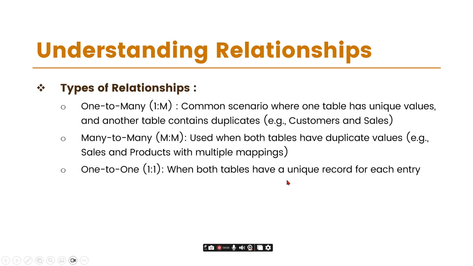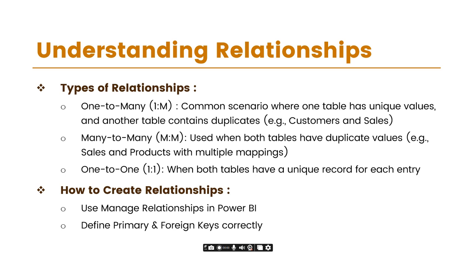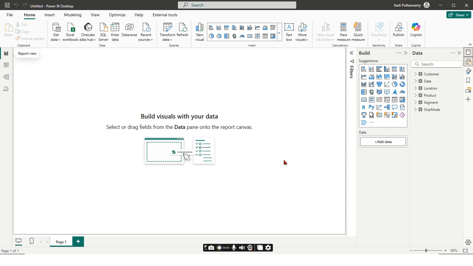So, understanding relationships. There are different types of relationships. One to many is a common scenario where one table has unique values and another table contains duplicates. I'll be showing you with examples. Many to many is used when both tables have duplicate values, and one to one is when both tables have unique records in each entry. How to create a relationship? We can use Manage Relationships in Power BI, and we also have to define the primary key and foreign keys correctly. Let me show you in the Power BI window how we can actually create the relationship.